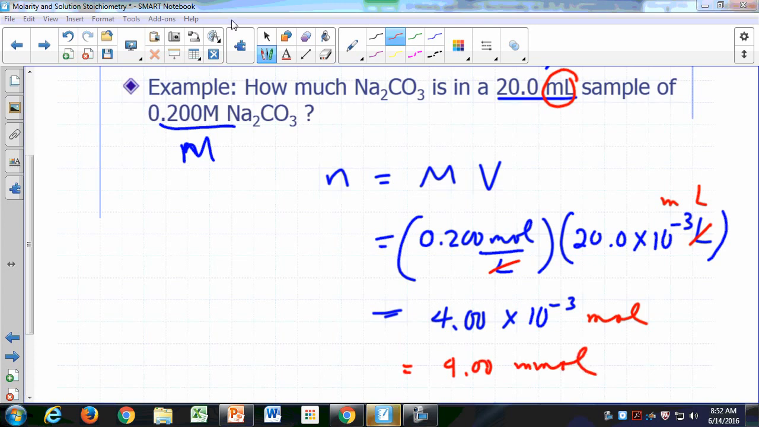So molarity times milliliters gives you millimoles. Molarity times liters gives you moles.